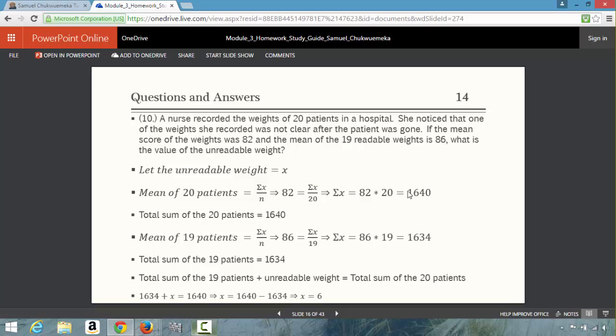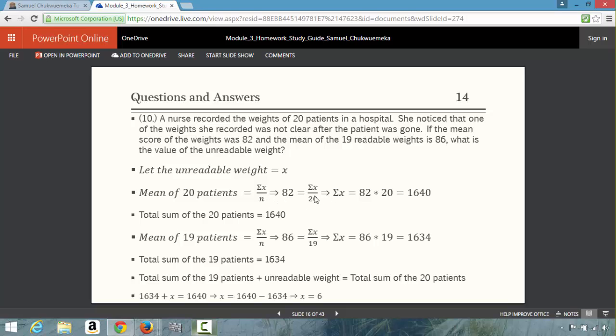Okay, so for this question, we don't know the unreadable weight, so we assign the variable x. The mean of the 20 patients is this. Remember that the mean is sigma x over n. The sample size is 20. We know the mean of the 20 patients, which is 82, but we are using it so we can find the sigma x. And that gives us 1640.